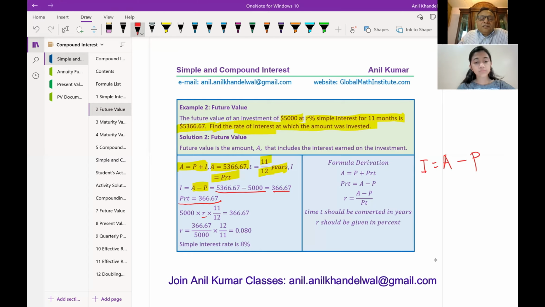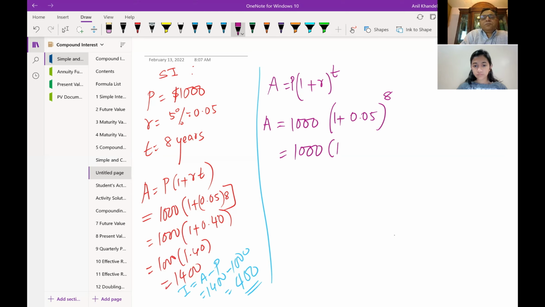Is that clear? Yes. Now, for the compound interest, what do we have? For compound interest, we are looking for the formula, which is A equals principal times 1 plus R to the power of T, right? So the amount will be the principal of $1,000 times 1 plus rate of interest, which is 0.05, to the power of 8. Use the calculator to calculate this. We have $1,000 times 1.05 to the power of 8.